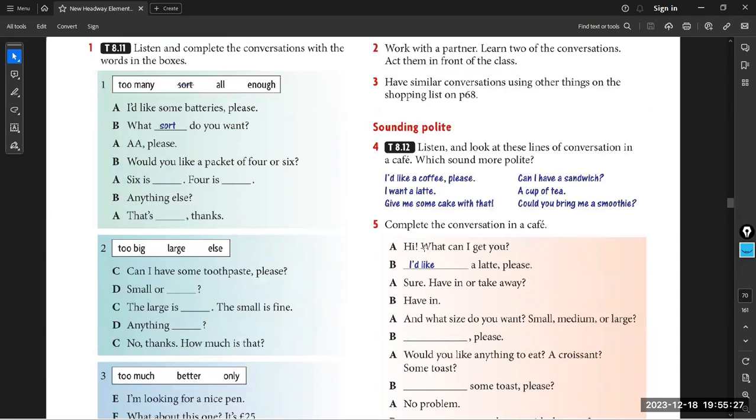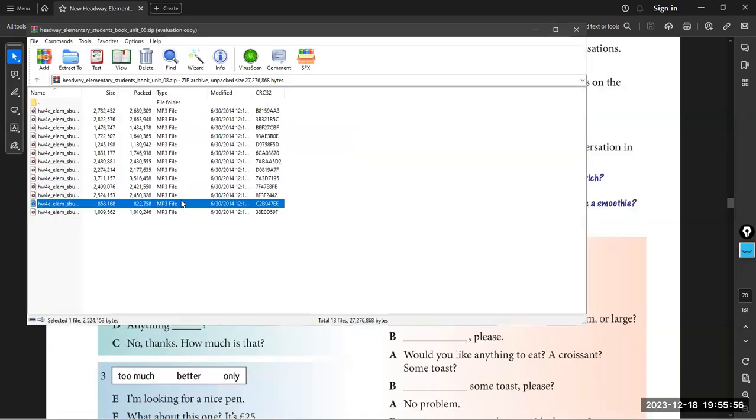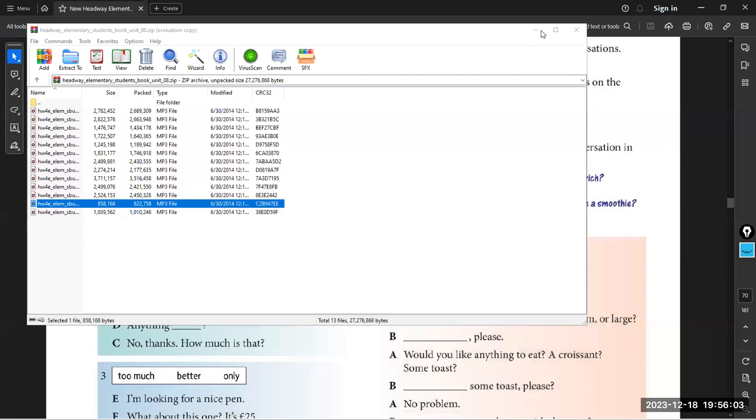Similar conversations. Okay. Now, guys, exercise number 4. And again, if you want to buy things from any place, you have to ask for that thing in a polite way. Now, let's listen to these sentences, and we have to check which one is more polite than the other. So it is 8.12. Let me play this recording and let's listen. Tape script 8.12. Okay, so let's listen carefully.